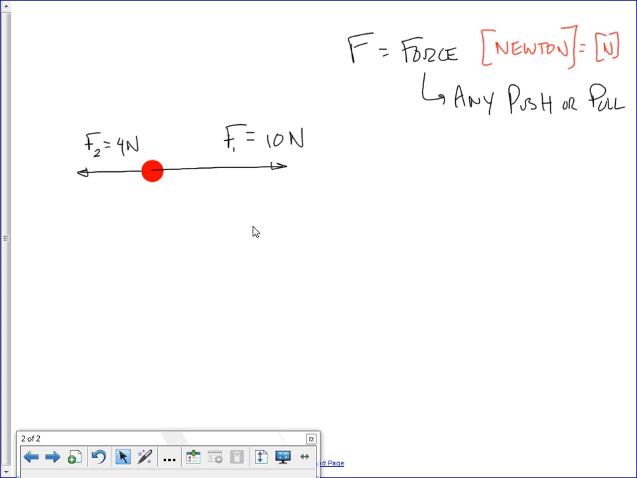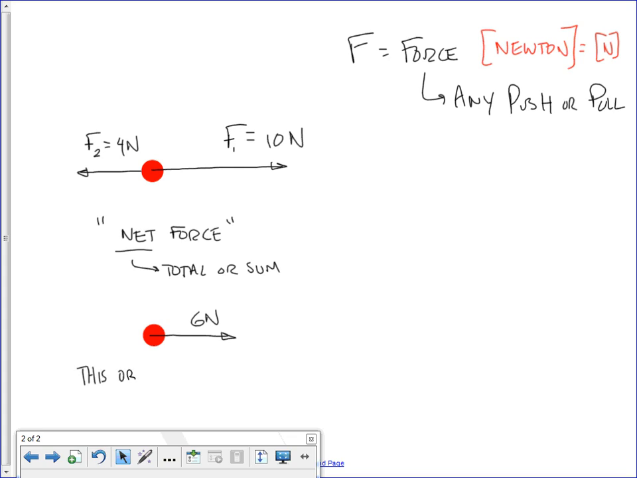We can say that this object has a net force. The word net for us means total, or sum. A net force of, do you know it? Yes, 6 newtons to the right. What will this object do? Well, this object accelerates. That's what we said before.